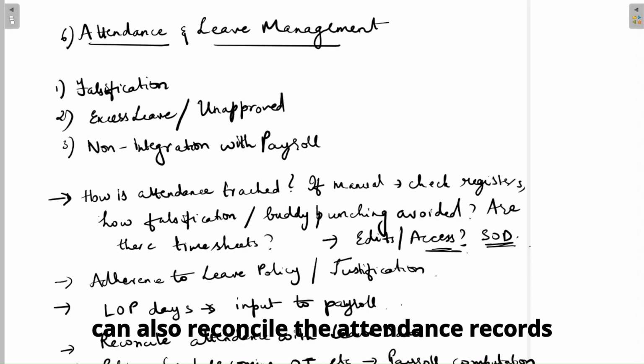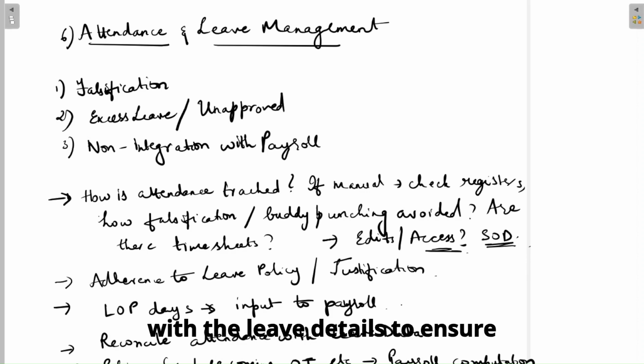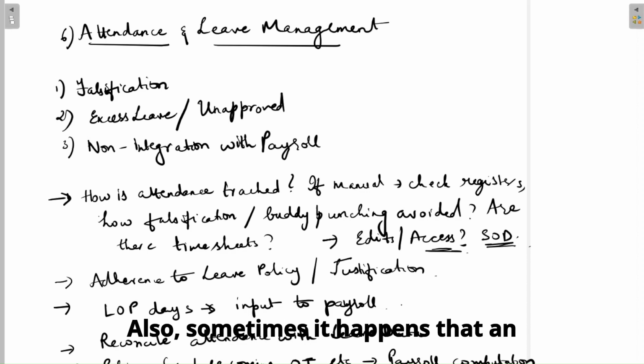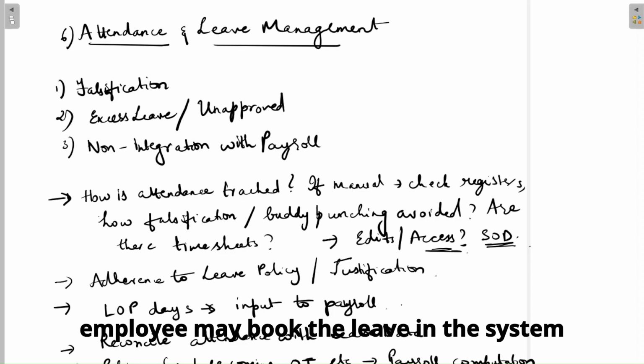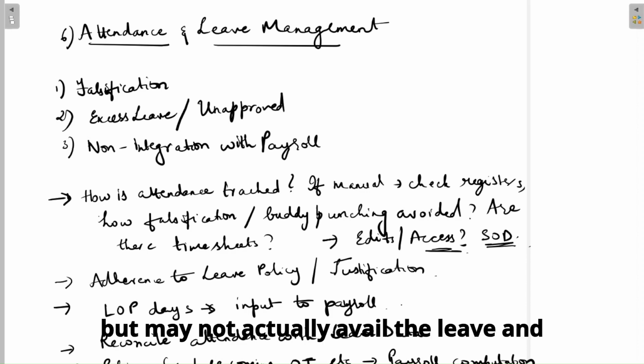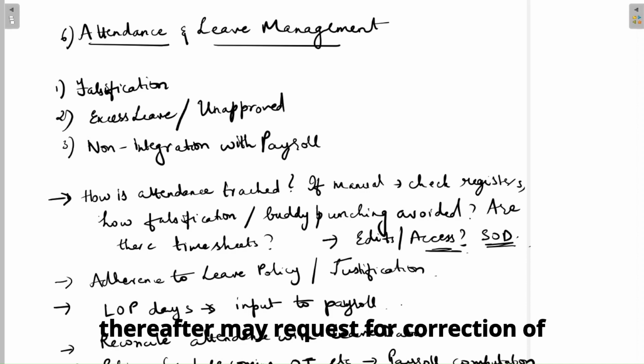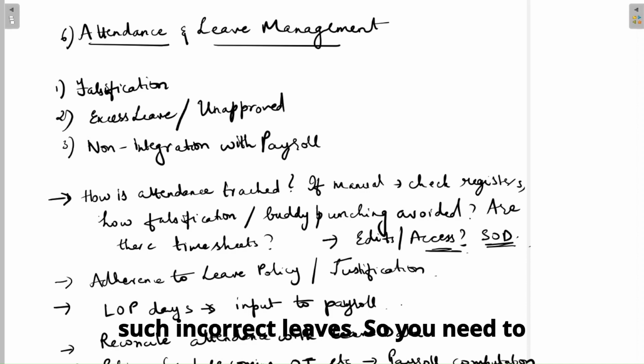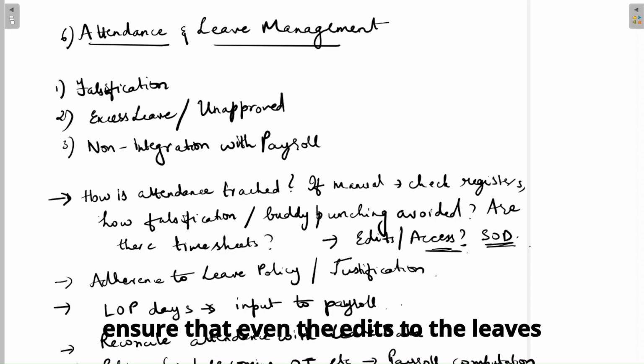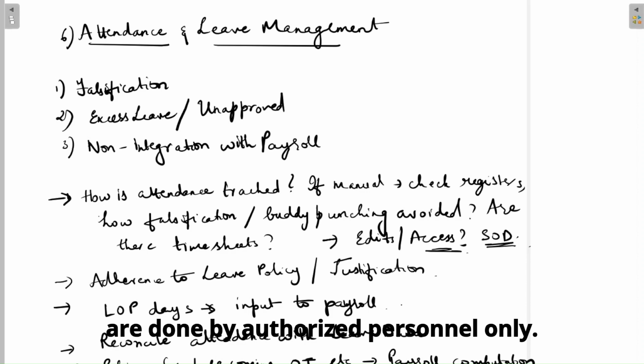You can also reconcile the attendance records with the leave details to ensure that there is no understatement of leaves. Also, sometimes it happens that an employee may book the leave in the system but may not actually avail the leave, and thereafter may request for correction of such incorrect leaves. So you need to ensure that even the edits to the leaves are done by authorized personnel only.